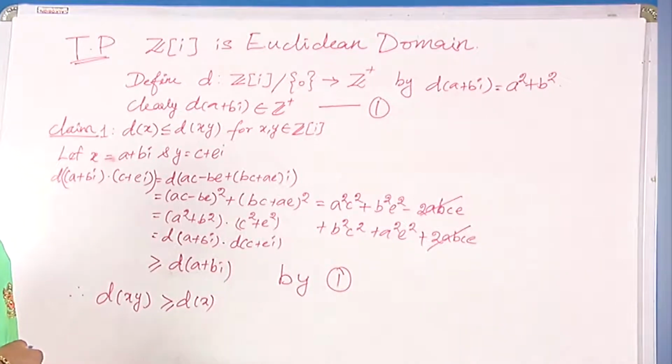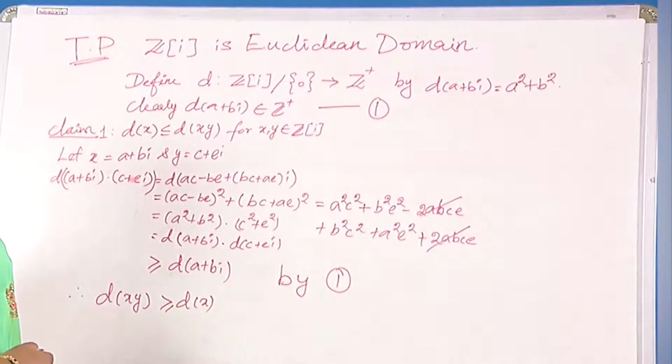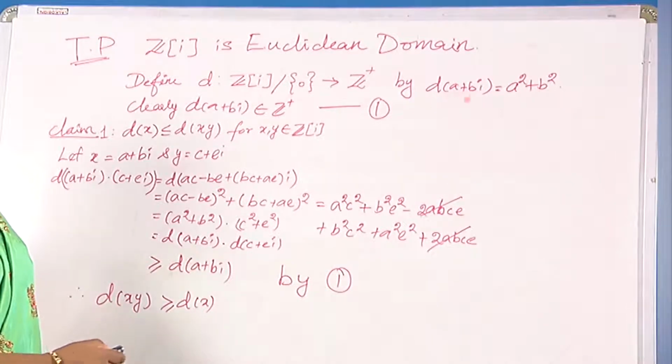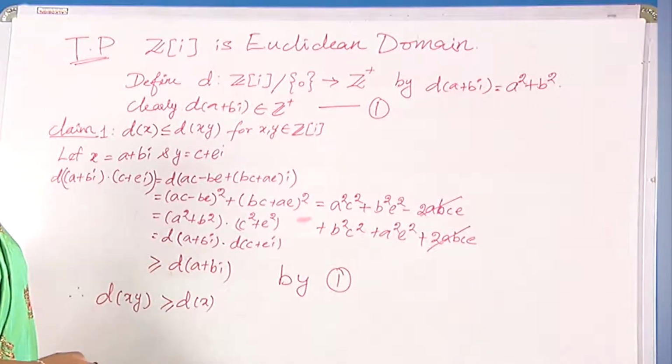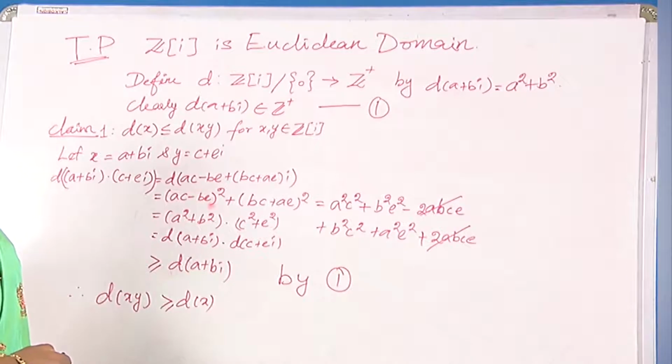Let us take x to be A plus Bi and y to be C plus Ei. Now, when we find d of (A plus Bi)(C plus Ei), it becomes the product. So, the product will become d of (AC minus BE) plus (BC plus AE) times i. Now, this is of this format. So, we already know that when it is of the format A plus iB, it becomes A squared plus B squared. So, here it is AC minus BE plus i(BC plus AE). So, it becomes (AC minus BE) the whole squared plus (BC plus AE) the whole squared.